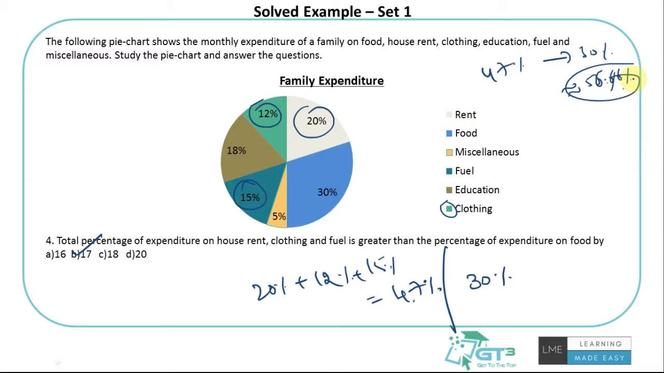The question should have been slightly better constructed, but the question was meant to be basically asking me to subtract the percentage of expenditure on house rent, clothing, fuel minus the food. So that's 47 minus 30, that is 17 is the difference.